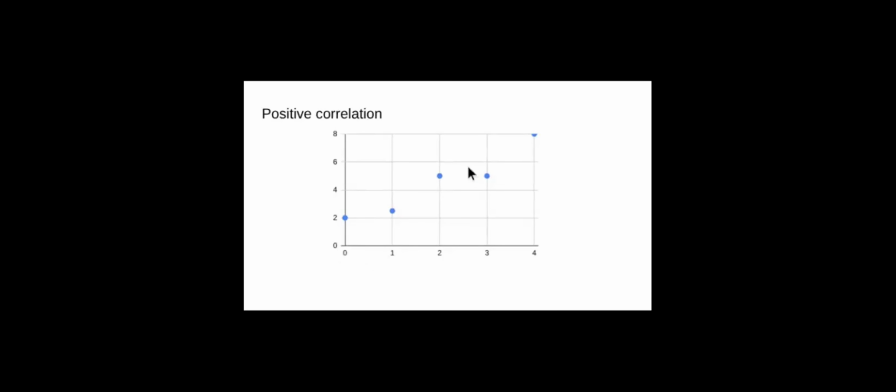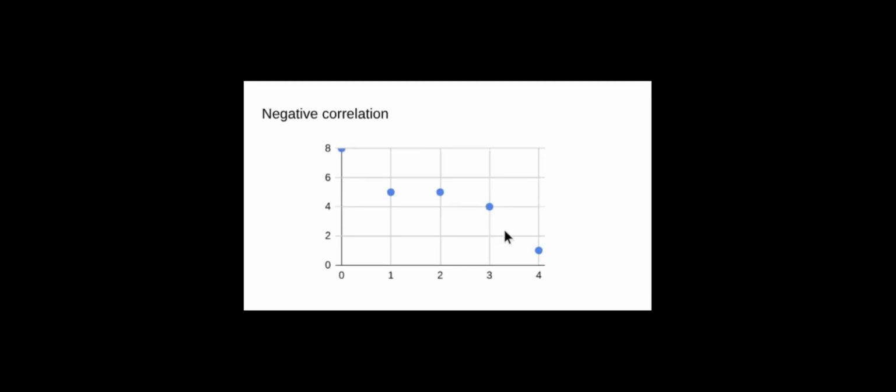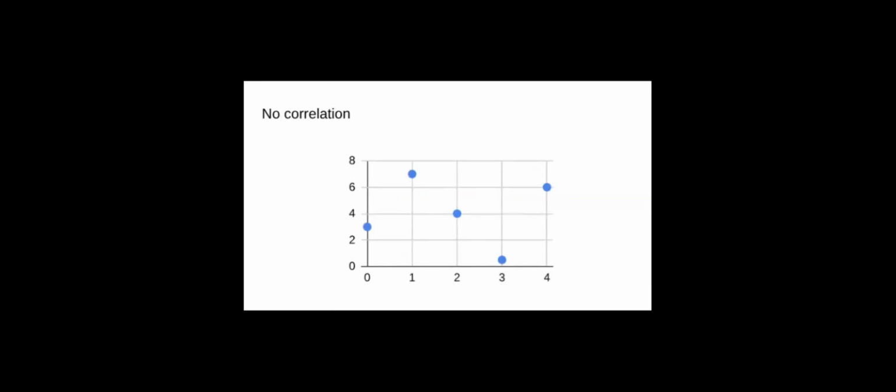When the line goes up to the right, it means that one variable increases as the other increases. So it's a positive correlation. When it goes down to the right, it means that when one variable increases, the other variable decreases. So it's a negative correlation. And if the data don't tend to follow a straight line at all, then there's no correlation.